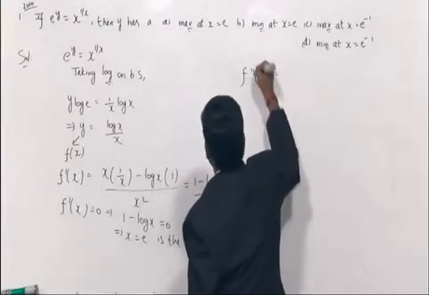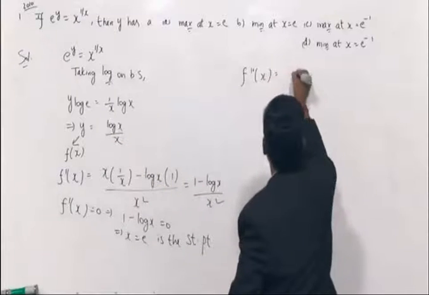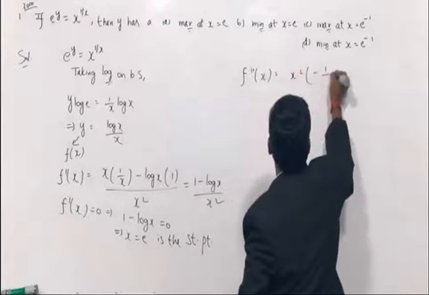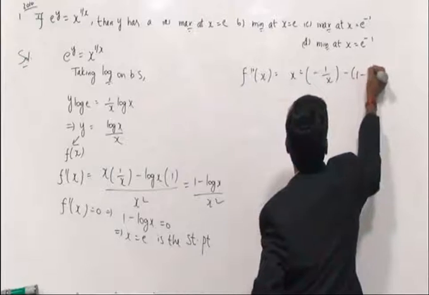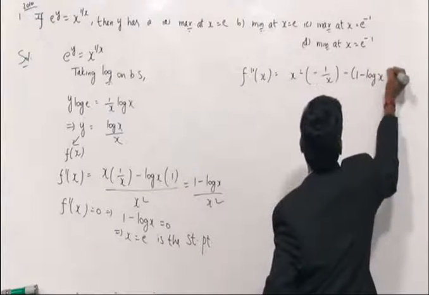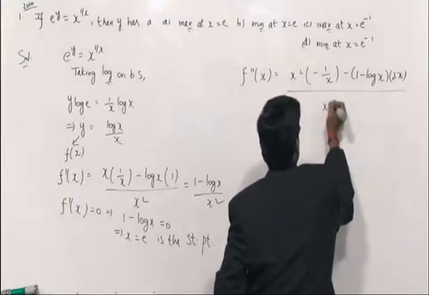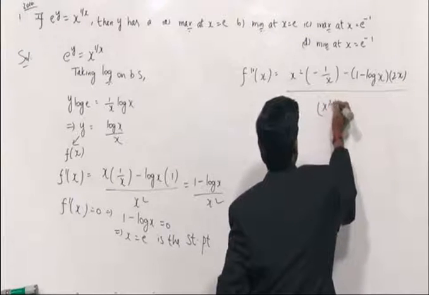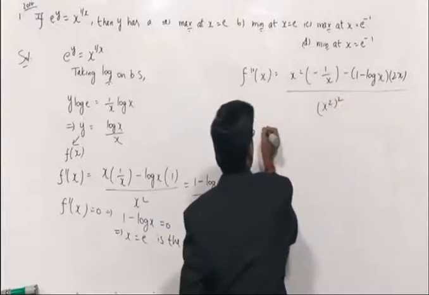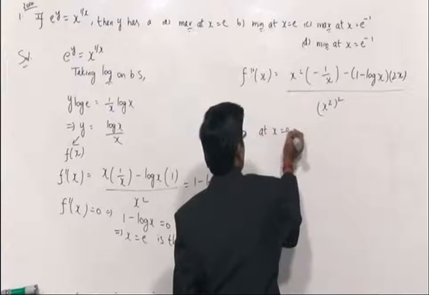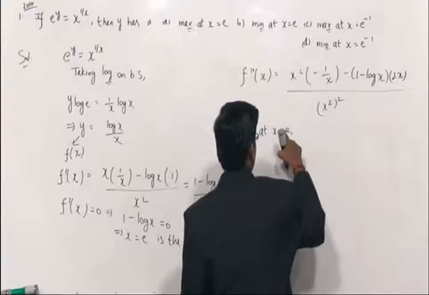Again applying the u by v rule for the first derivative: x square into the derivative of 1 minus log x, which is minus 1 by x, minus 1 minus log x into the derivative of x square with respect to x, which is 2x, divided by v square. Look at the quotient rule derivative formula, x square whole square. So now substitute the first stationary point, x is equal to e.